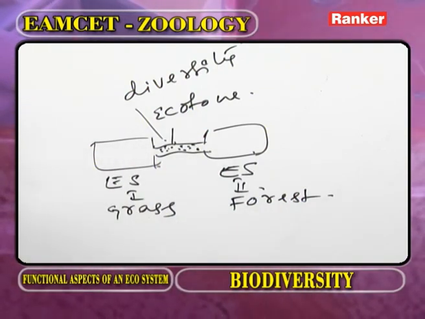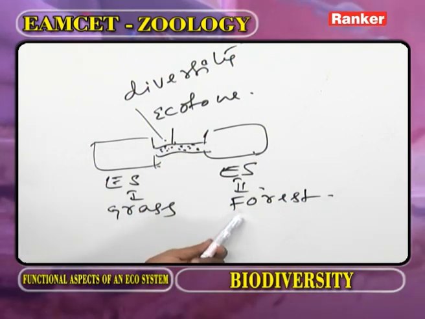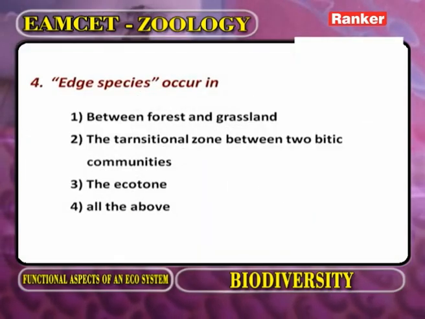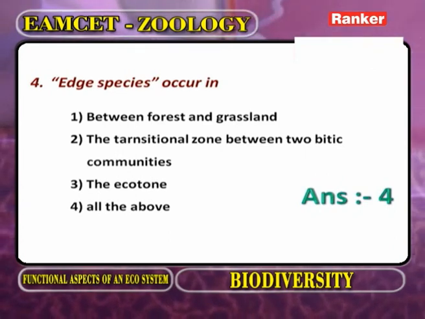Here we have taken what type of ecosystems? One is grassland and the second one is forest area. Now here for this question, what is the correct answer? All three statements are correct. Now we go for the next question.